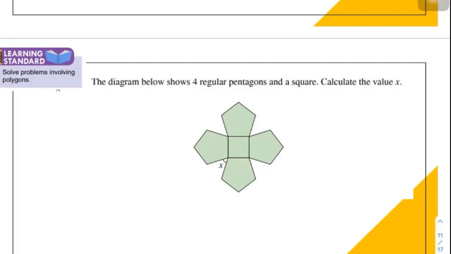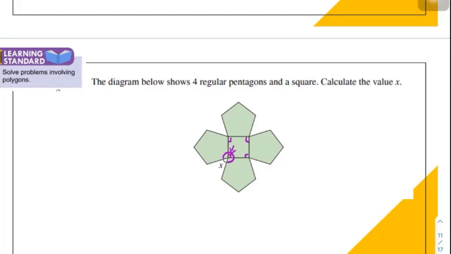If you want to find the exterior angle, this is the exterior angle, right? Another way, if you don't want to use the exterior angle: one whole turn is equivalent to how many degrees? 360 degrees. You can use 360 and divide by the purple color one to get x. But how to find the purple one? This is a square, right? Square inside here, how many degrees? 90 degrees.